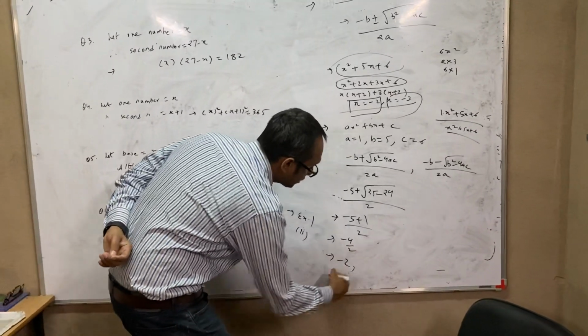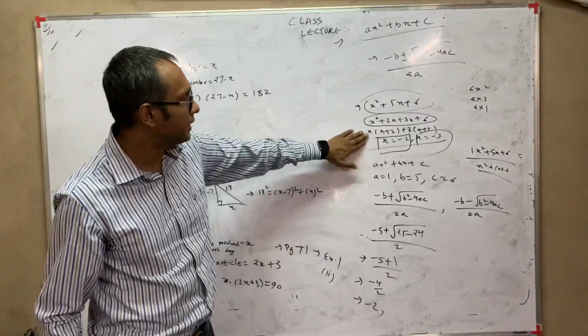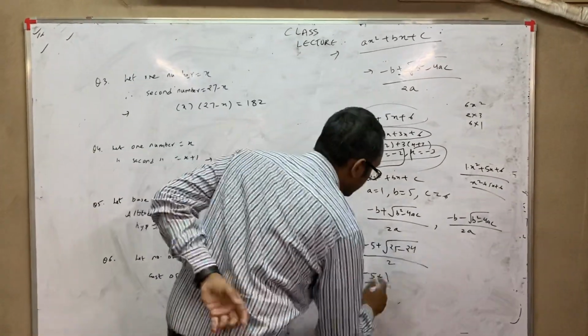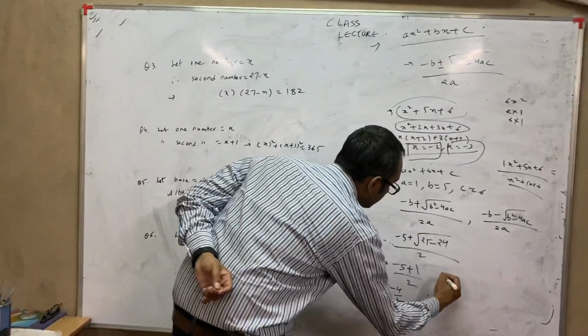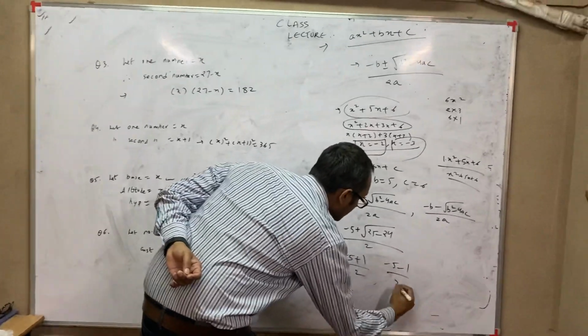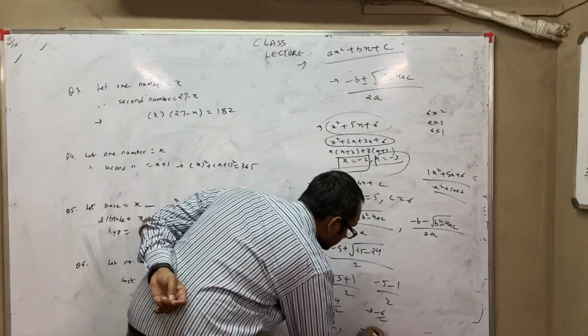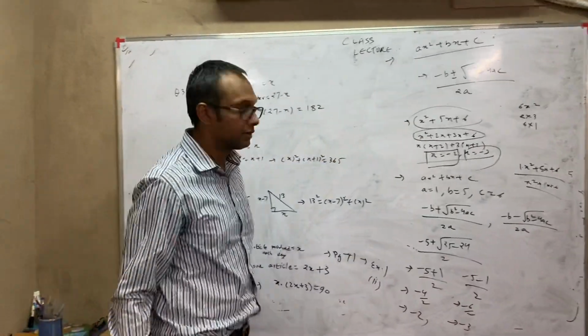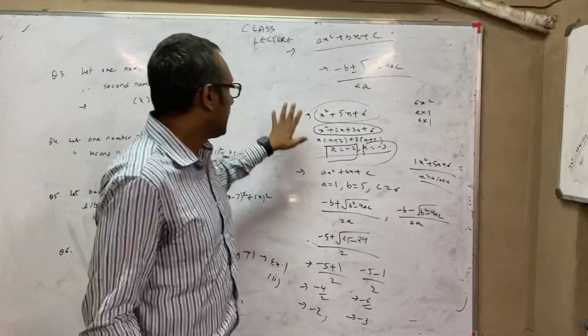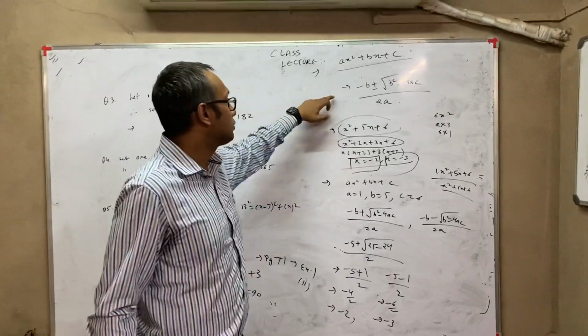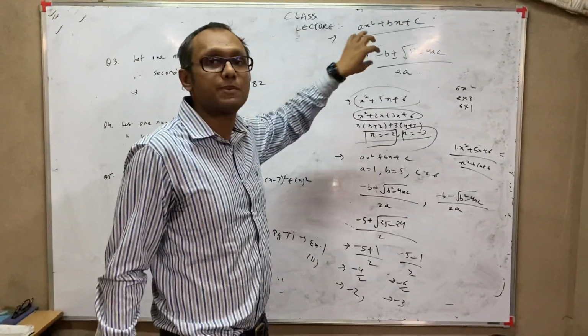So one value you got is minus 2, as we were getting here. And similarly, the only difference is that you have to do this with minus also. So minus 5 minus 1, this becomes minus 6 by 2, so this is minus 3. So the advantage of this formula is you don't have to think, you just have to substitute.